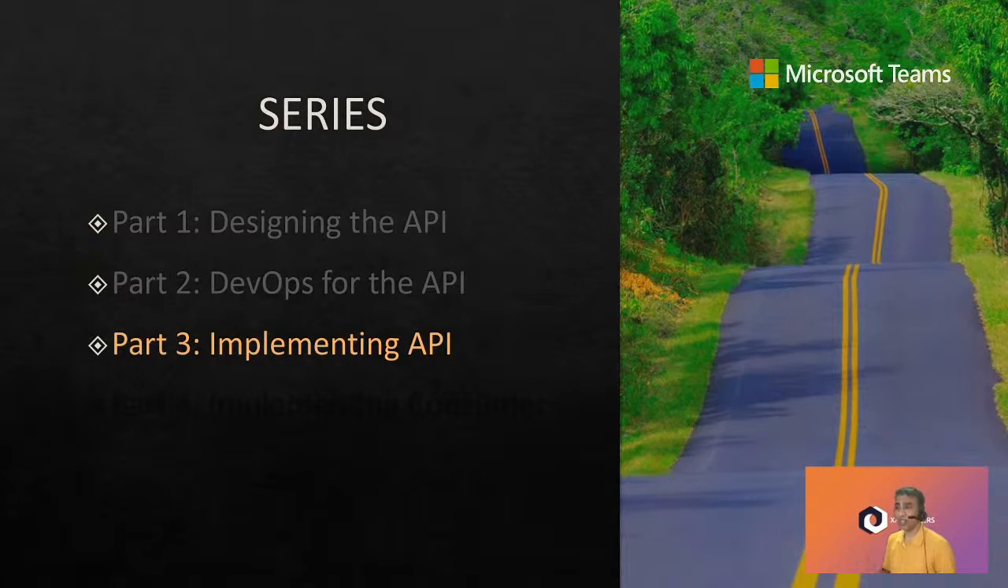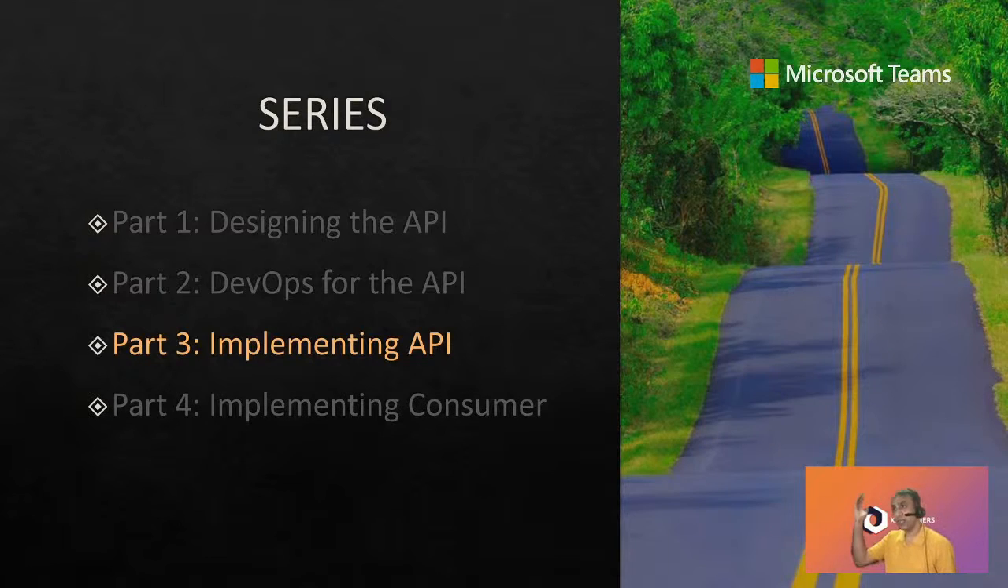And then in part 4, we're going to be looking at how to implement a consumer. Now that I've built the API, how do I do the consumer? So DevOps is using C#. Implementing the API is using C#. Implementing a consumer is also going to be using C#, because I'll be showcasing Blazor. Using Blazor, you can build single-page applications using C#. So the whole idea is C# with .NET and Azure.